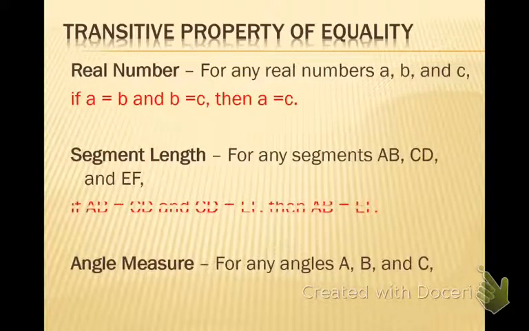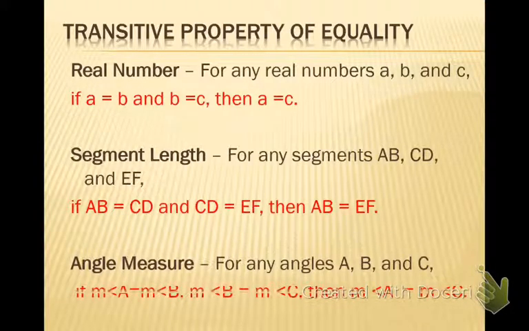Same thing for segment lengths. If the length of segment AB equals the length of segment CD, and CD equals EF, then AB equals EF. You can see the same thing with the angle measures. If the measure of angle A equals the measure of angle B, and the measure of angle B equals the measure of angle C, then the measure of angle A equals the measure of angle C. And we can jump right to that.